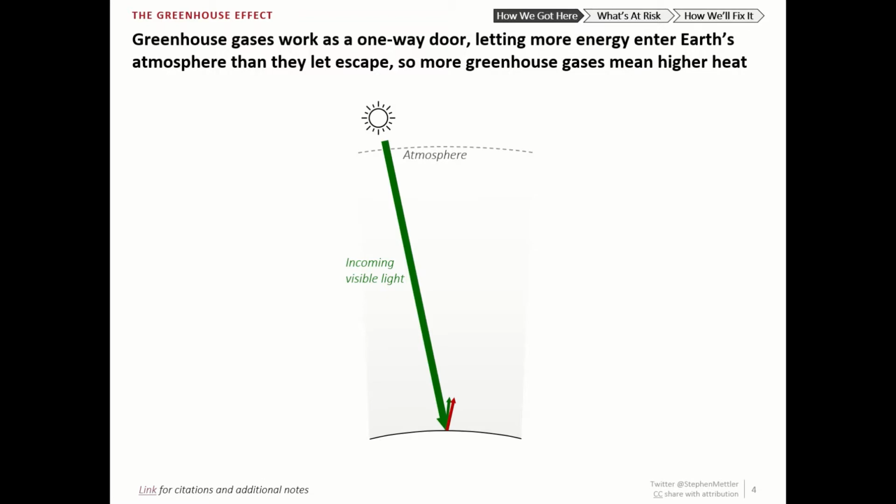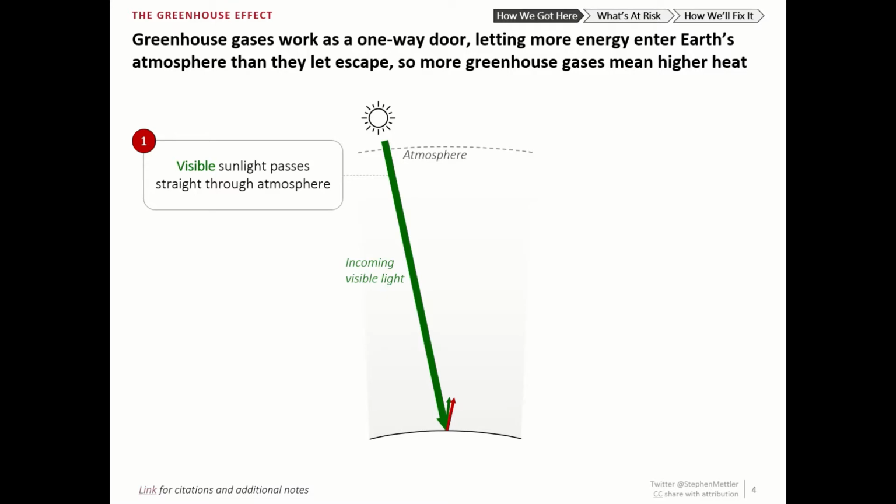Let's start with one of the most important processes that shapes Earth's climate, the greenhouse effect. Greenhouse gases act a bit like a one-way door. They let more energy enter Earth's atmosphere than they allow to escape. So let's break down how that works. The sun emits a broad spectrum of different types of light, but here we're going to focus on the visible light that comes from the sun, because visible sunlight has a bit of a diplomatic passport. It's able to pass straight through the atmosphere without interacting with any of the gases that are there.